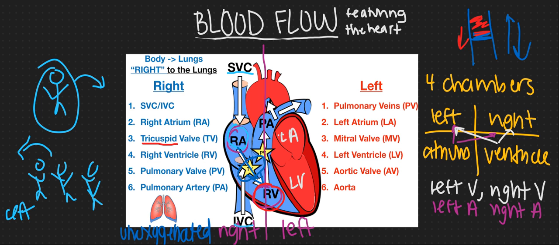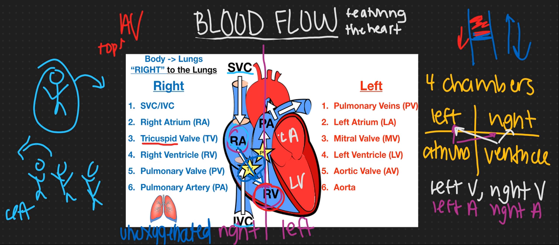How do you know which one's on top between the right atrium and the right ventricle? Well, just know your alphabet. A comes before V. The atrium is on top of the ventricle.